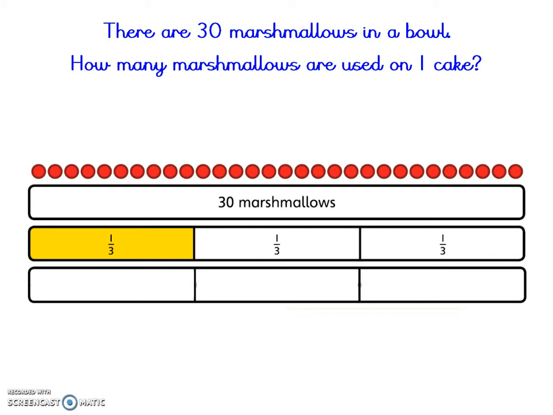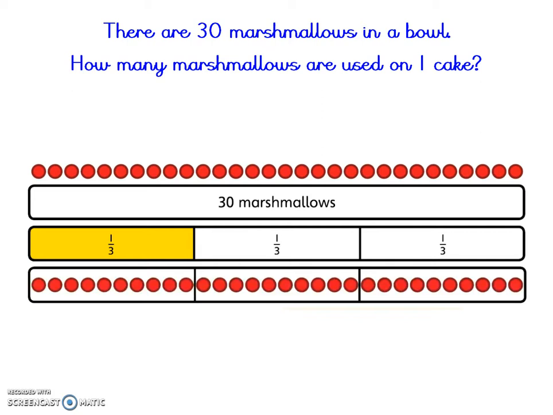And I'm going to share the 30 marshmallows equally between those 3 parts. So I'm going to share it into 3. So 30 divided by 3 is going to be my number sentence, or alternatively, I could physically take my counters and equally share them out into 3 different groups. And now we can see that I've shared out those 30 counters, which represent my marshmallows, and in each of those groups, in each third, there's going to be 10 counters, which represent 10 marshmallows.